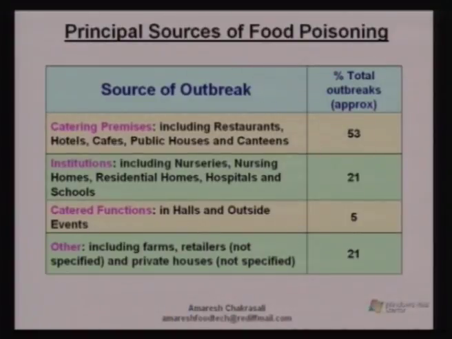The second aspect is institutions, including nurseries and nursing homes. The third one is catered functions. It may be a one time event like a marriage or any event where food is being catered. Others, like farms and retailers, also contribute to 21% of the total outbreaks, and this is the statistic from India. These numbers are only indicative numbers.